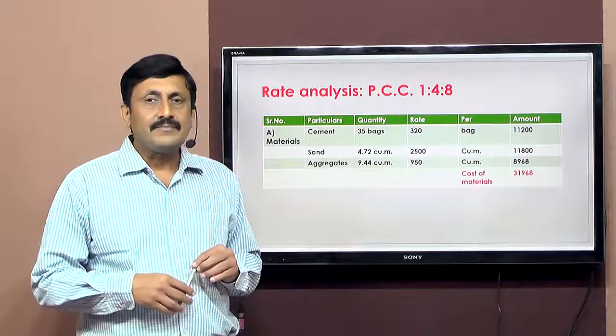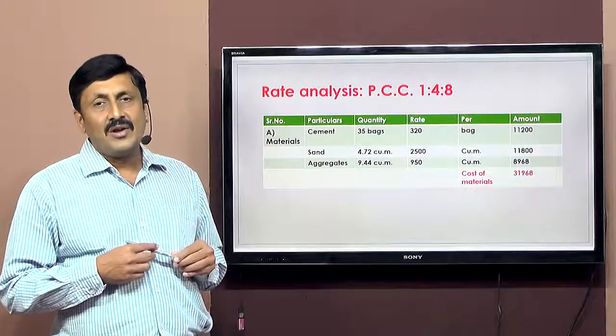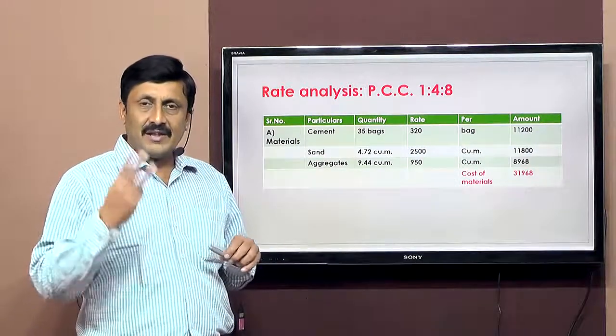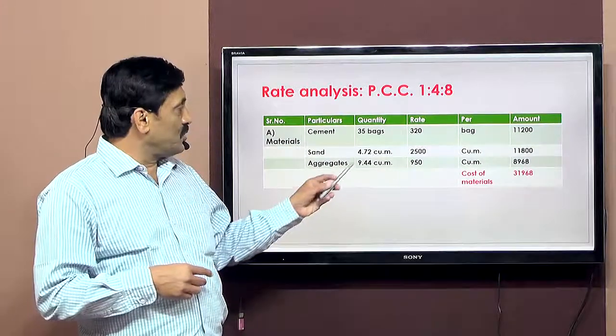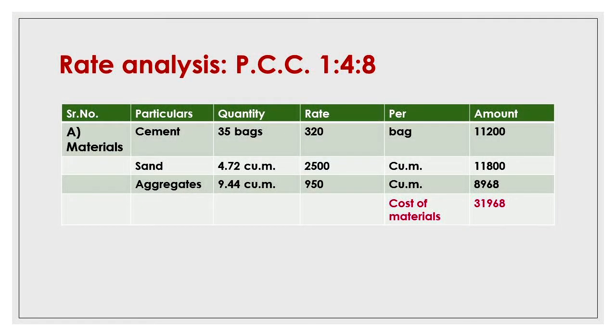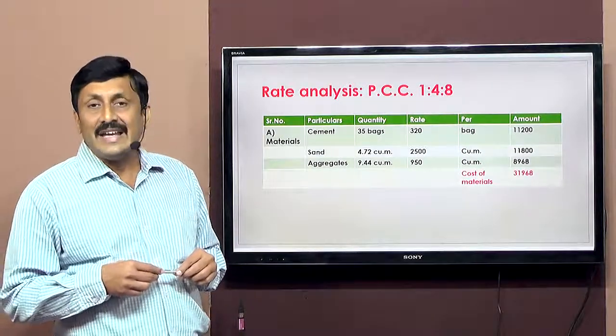Then now we'll go for the calculation of cost of A and calculation of cost for B. So we'll focus on first, that is cost of materials. There are 3 materials which are used in this. One is cement, sand and aggregates. As you know, we have calculated quantity of cement as 35 bags. We are considering rate of 1 bag of cement is 320. So 320 multiplied by 35, the cost comes to 11,200. So this will be the cost of cement required for this PCC 1 is to 4 is to 8.